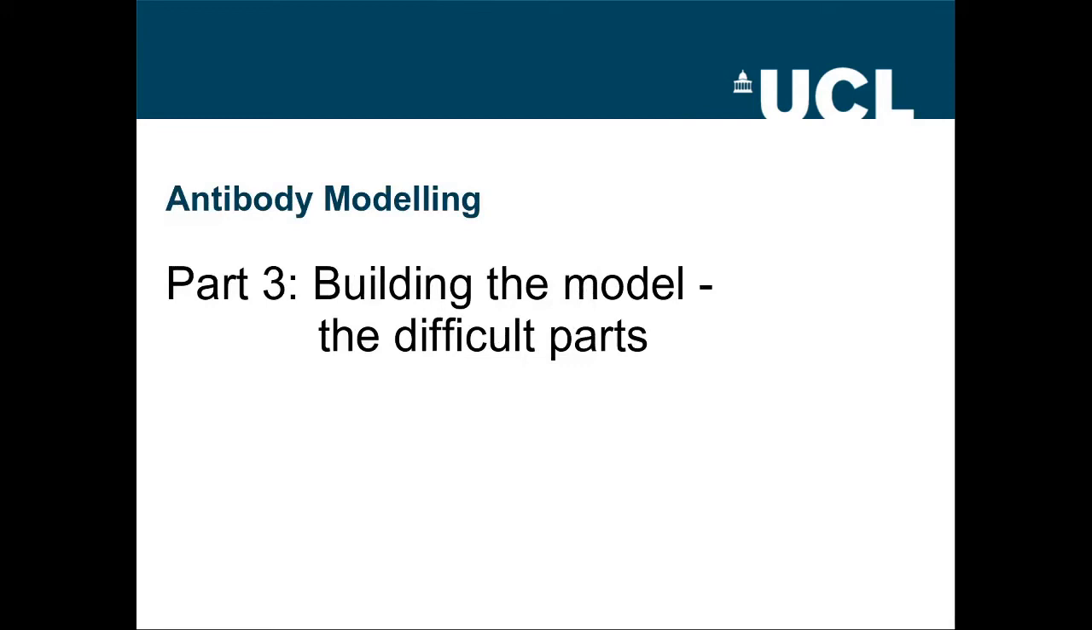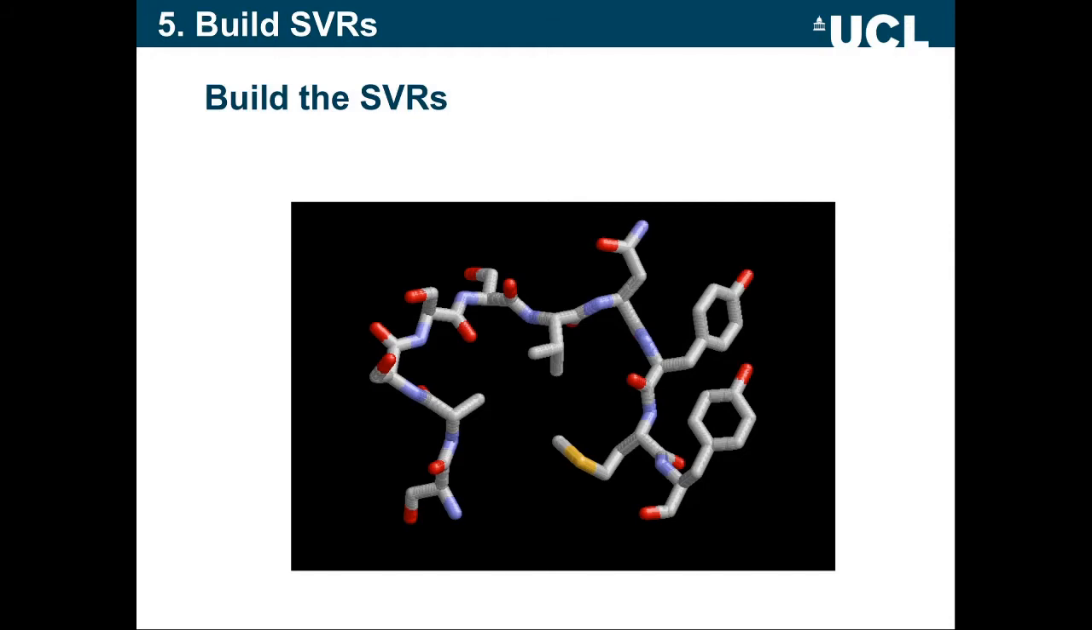Part 3. Building the model, the difficult parts. So this is really about building the structurally variable regions and the sidechains. Structurally variable regions in the general case tend to be loops, and in the case of antibodies it's the CDR loops that we're interested in. And this is again that CDRL1 that we've seen previously.